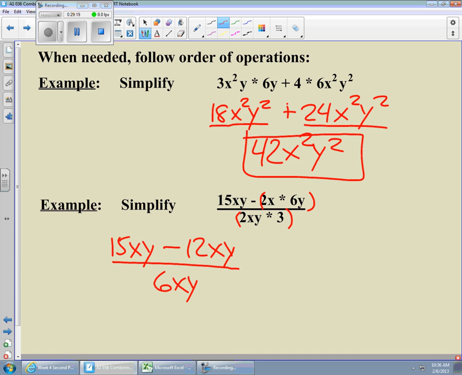Again, we want to simplify the numerator as much as we can and simplify the denominator as much as we can before we try to combine from numerator to denominator. The numerator's not simplified yet. Can we combine these two terms? Yes, you've got 15 xy's, and then you have negative 12 xy's. Those are common terms. How many xy's are there? 15, take away 12. There are 3.